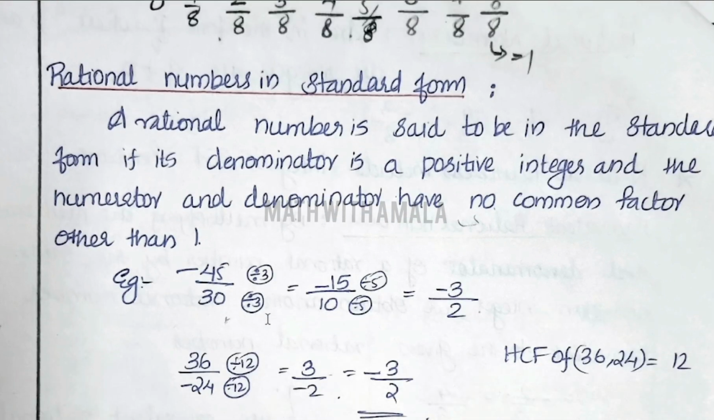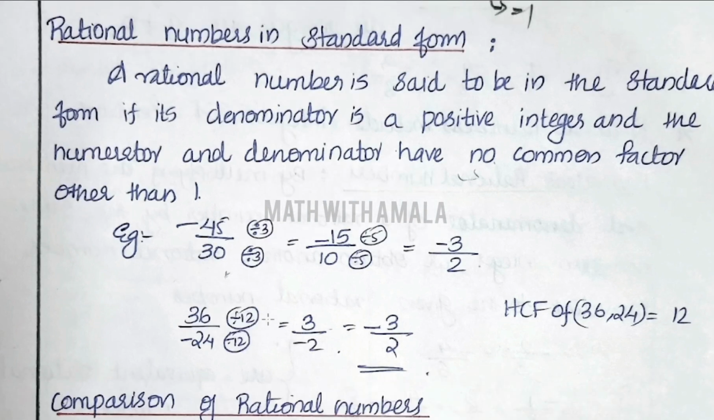Let's take minus 45 by 30. You can divide it with 3 on both numerator and denominator. You will get minus 15 by 10. Again divide with 5. You will get minus 3 by 2. Hence, this is in the standard form.